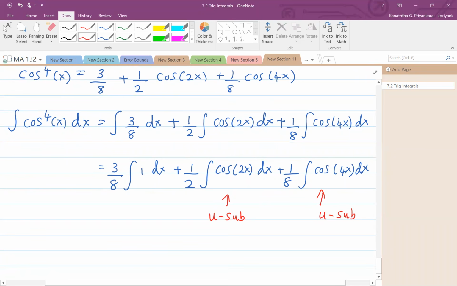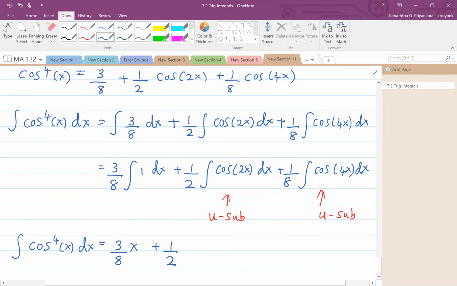If you cannot do this directly, you can do it separately: use u equals 2x and find an expression for this integral, and use u equals 4x and get the expression for this one. That will take time. So I will show you how to do this directly. So we have 3/8 times, the integral of 1, that is x, plus 1/2.